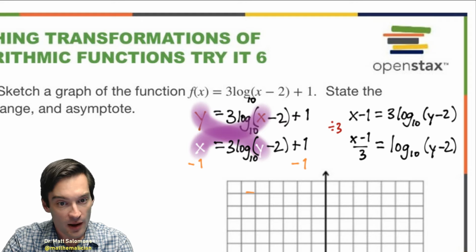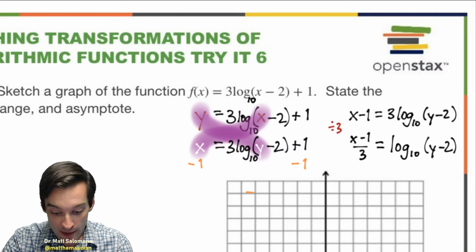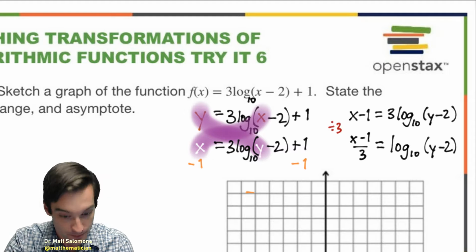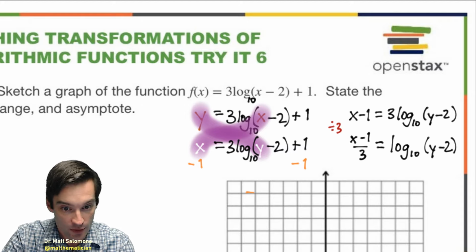And so I'm just making a few adjustments over here. And then the role of y is being played here by a y minus 2. So in place of my y, I'm going to write the expression y minus 2.